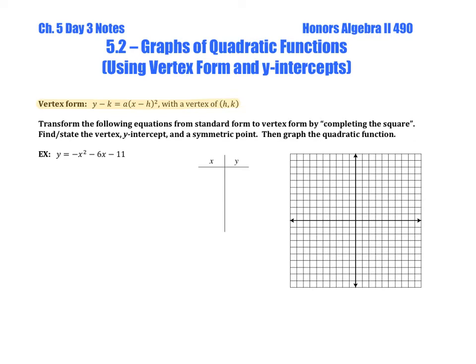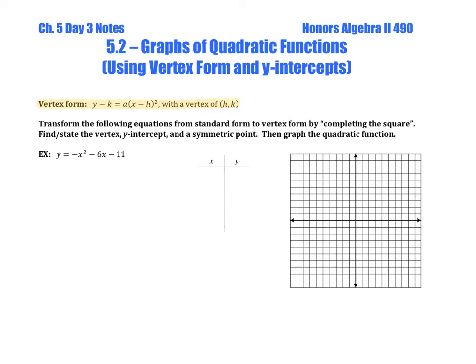All right, so let's get started. Just a reminder what vertex form of a quadratic equation looks like. It's going to be y minus k is equal to a times the quantity x minus h squared. And the vertex that results from that as we pull it out of the equation is h comma k. Those are the coordinates of the vertex.